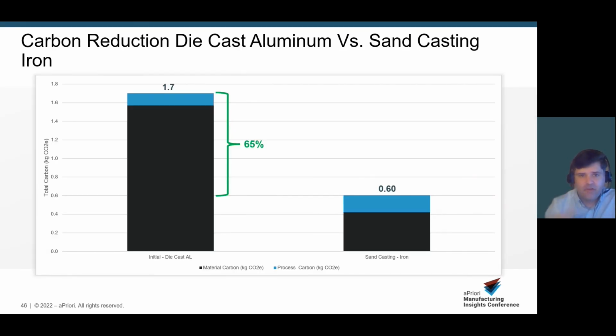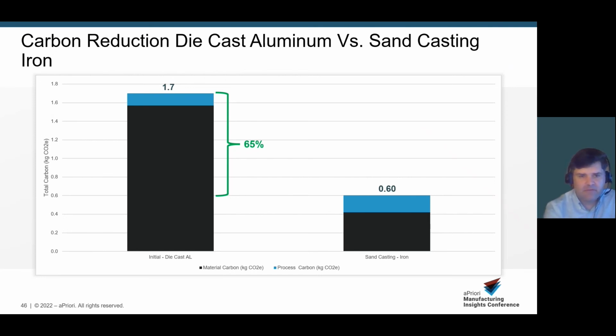So I go back in, I look at reducing that part's geometry so that I can use sand casting and keep my weight roughly the same. So using that new geometry, I can see I'm able to reduce my carbon, which is great, by 65%, which is fantastic. Far exceeds the goal of corporate, which is a 20% reduction. So really excited about that.